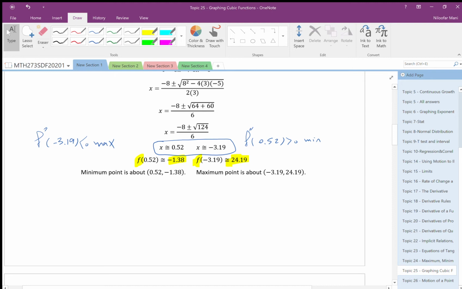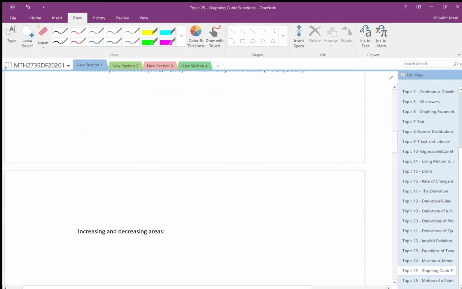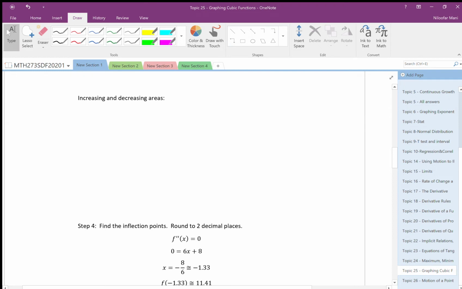But here in the lesson, something is missing. I have to check the maximum, minimum test. I have to check the second derivative. Okay, so this is my maximum, minimum. So here I can find the increasing and decreasing areas.